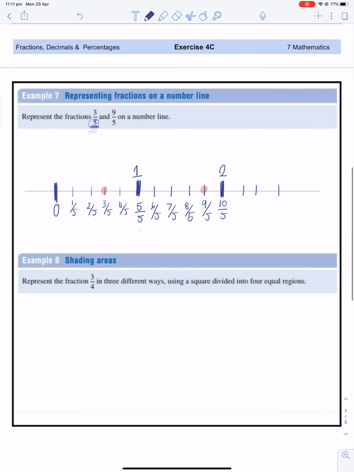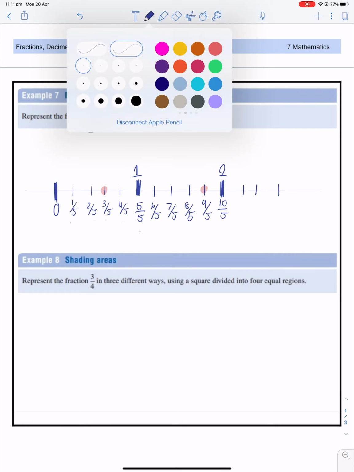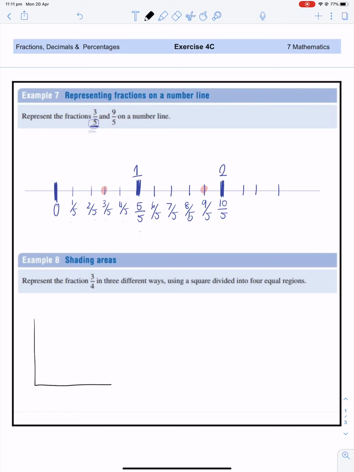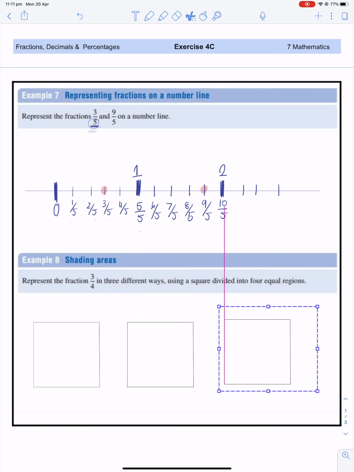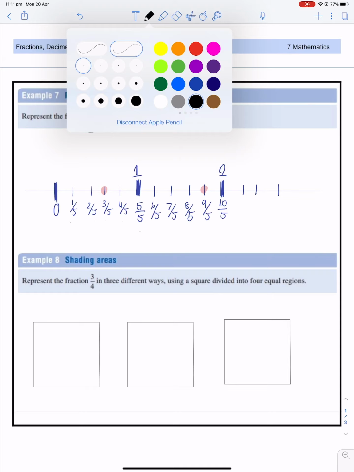Alright, last example says represent the fraction 3/4 in 3 different ways using a square divided into 4 equal regions. So I need to draw 4 squares to begin with. Okay, so there's my square, and I'm going to cheat and copy those so I don't have to do it again. Okay, so you can do this in a whole range of ways. Okay, so you might get different answers to me, that's fine.